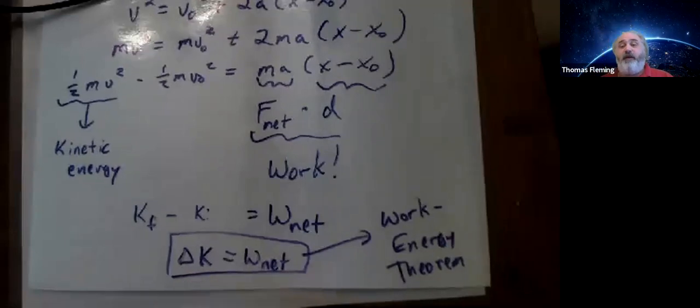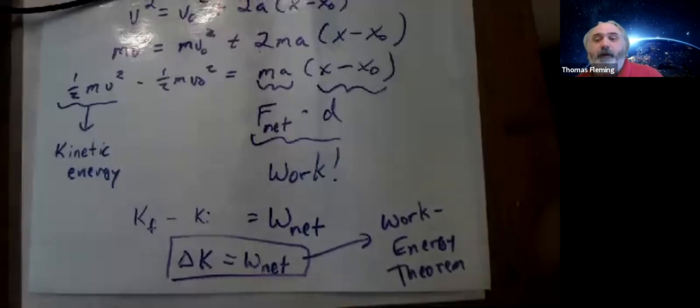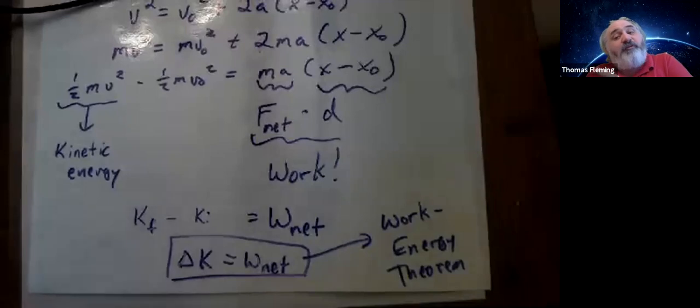If the work is positive, then the delta K is going to be positive. That means the object will have sped up. So when you do positive work on an object, it speeds up. When you do negative work on an object, it slows down. And if you do zero work on an object, then it's going to keep whatever speed it had, not velocity. I've got to use my words carefully there.